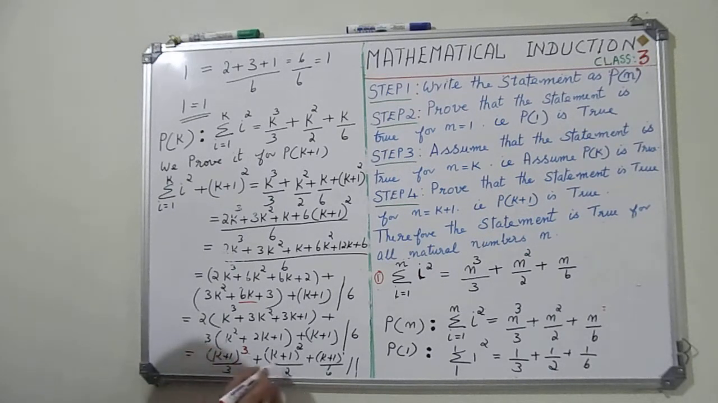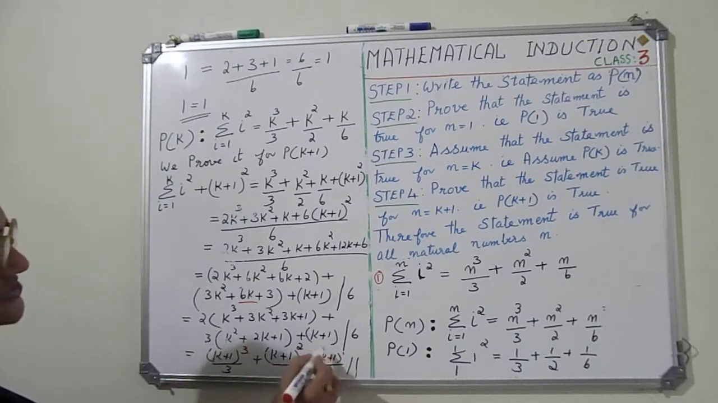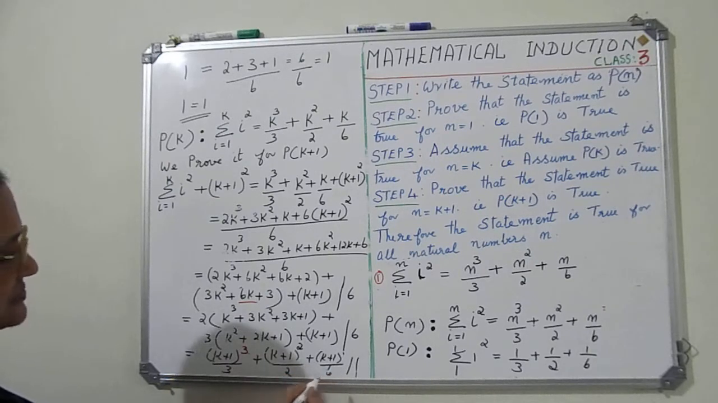Plus here there is a 3 in the numerator and a 6 in the denominator. That is, we are having 2 in the denominator here: k plus 1 the whole square by 2. Then for the last term the denominator will be 6, plus k plus 1 upon 6.